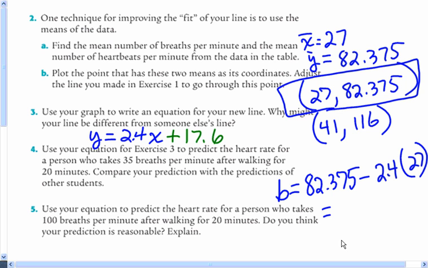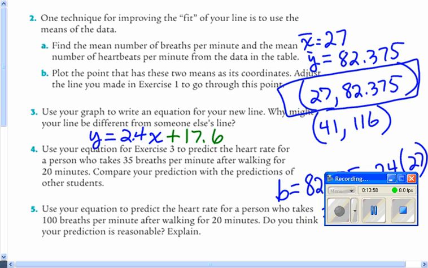Number 4. It says use your equation for exercise 3 to predict the heart rate for a person who takes 35 breaths per minute after walking for 20 minutes. Compare your prediction with the prediction of other students. So as you probably noticed, we kind of decided what points to use on our own. So other students might pick different points. Anyway, I'm going to have to stop the video now and we'll continue on the next part.